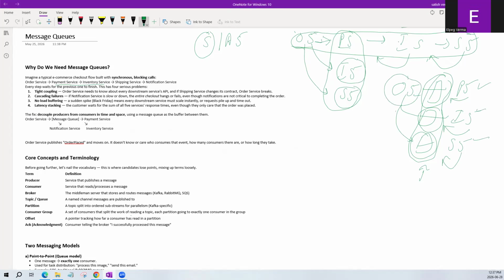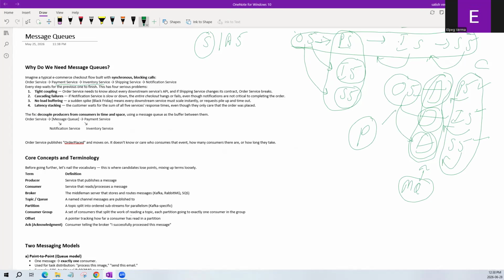In technical terms, this is termed the producer. This is Kafka or a message queue or RabbitMQ, whatever, and these are consumers. We will deep dive into this as well. So I wrote it here.